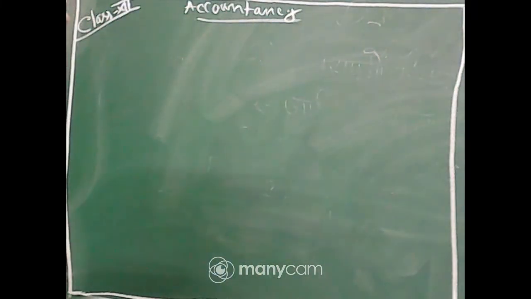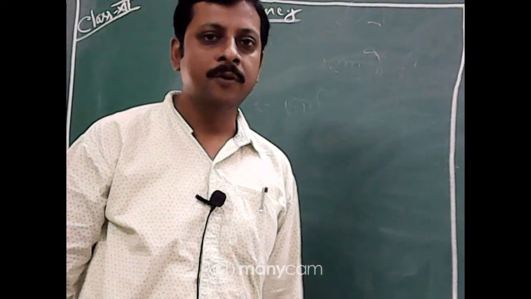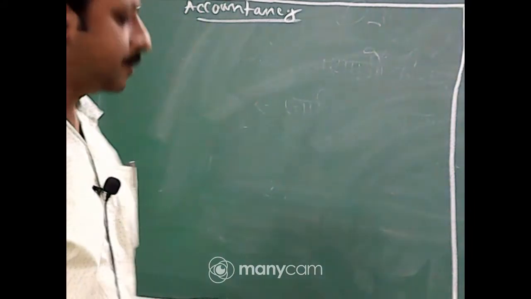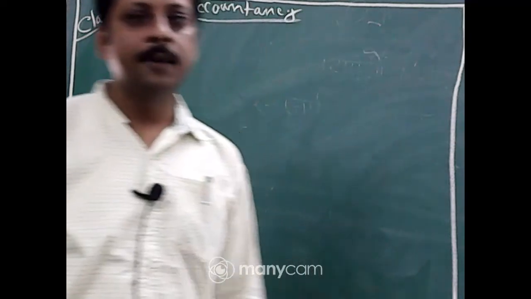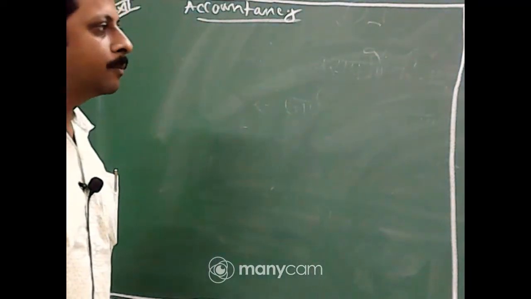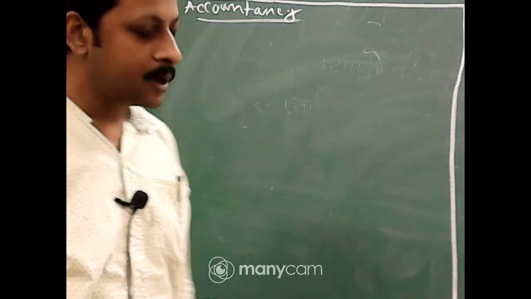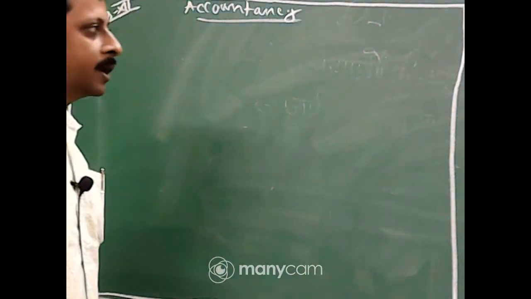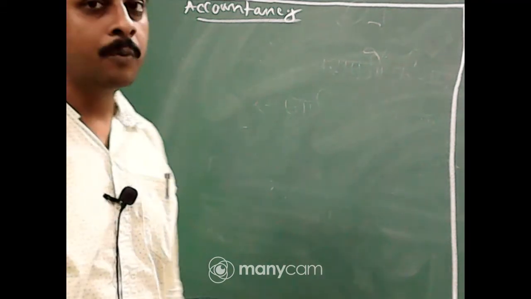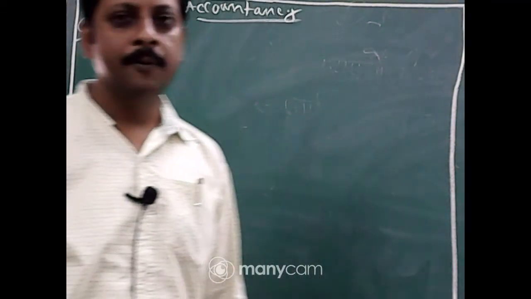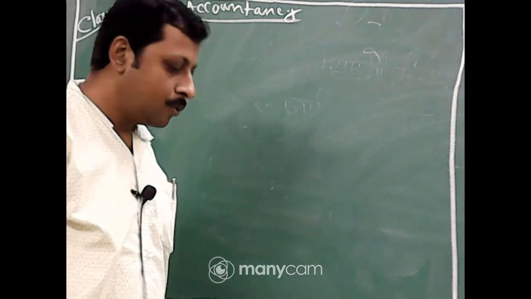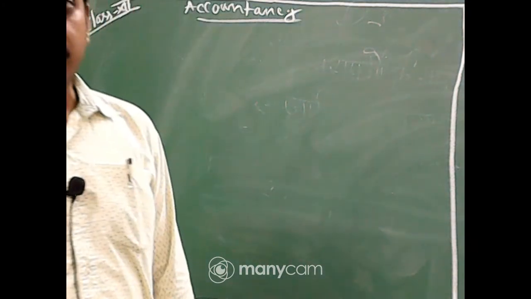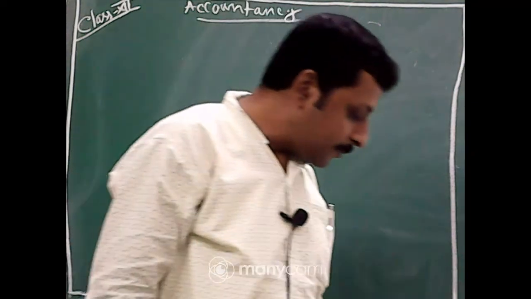This is an accountancy class and we are going through the comparative and common size balance sheet and profit and loss statement. This chapter is known as analysis of financial statement. There are two parts, one is comparative statement and one is common size statement. In your last online classes, I have already discussed comparative balance sheet and comparative income statement. Here we will do the common size balance sheet and common size income statement.